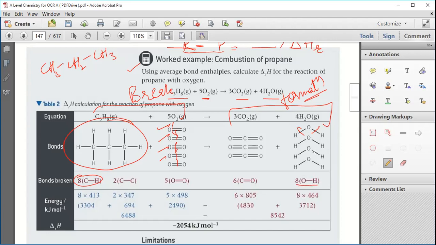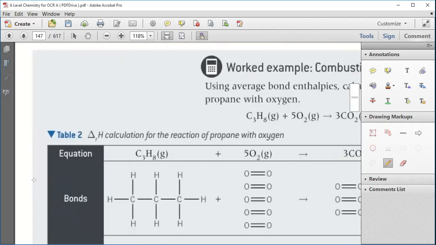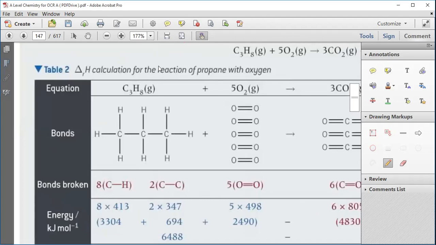Is that clear? Am I audible? Yeah. Got it? Any doubt in this? Is that clear, Manya? Manya, am I audible? Can you hear me? Okay. So now this bond calculation part is clear. Yeah, it is.